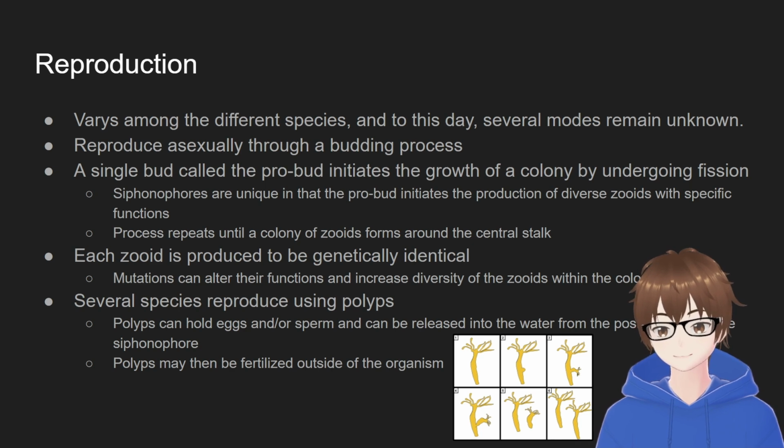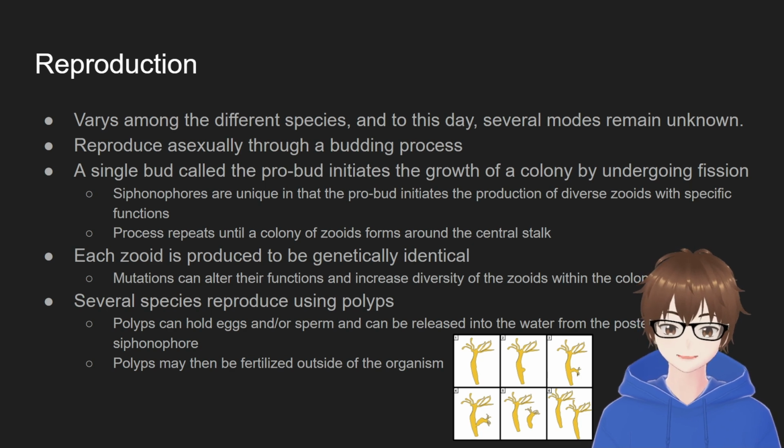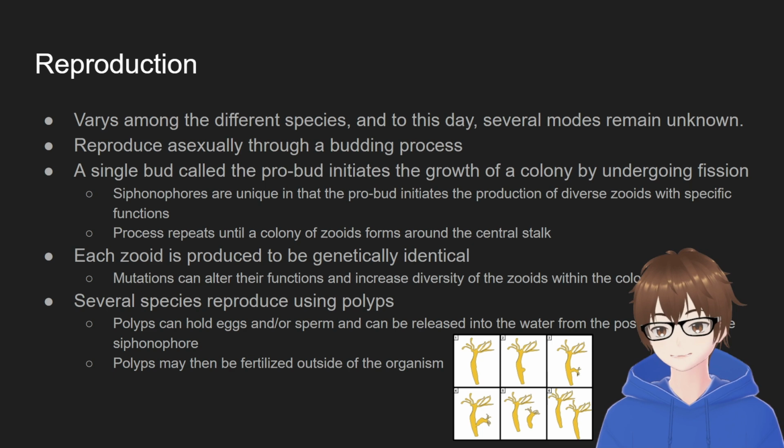So let's keep going through undergoing fission, reproducing, and growing into a larger individual. Each zooid is produced to be genetically identical, but there can be mutations that alter their function and increase diversity of the zooids within the colony. Several species reproduce using polyps.